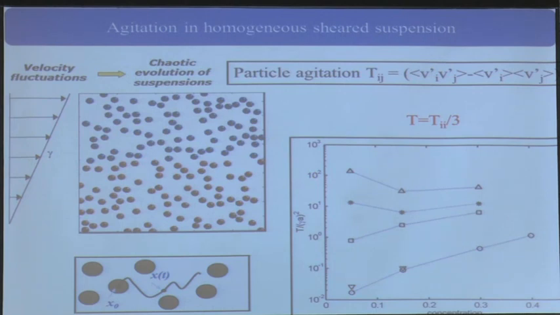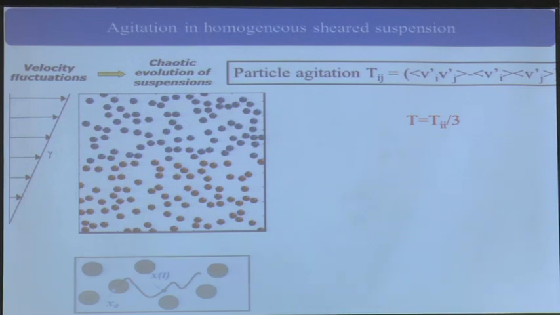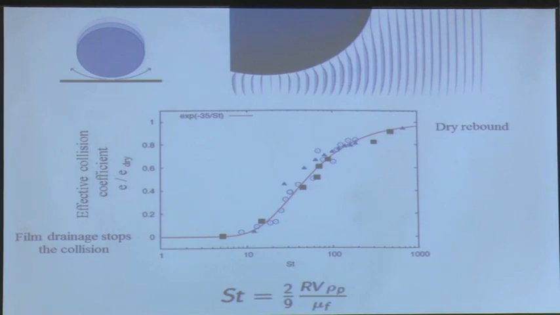If you have a low Stokes number, the particles, because of the shear, are going to collide. They are going to stick together, so you don't have much fluctuation. But when the Stokes number is high, you are in that regime where you have almost elastic collisions, and then you have like billiard balls.